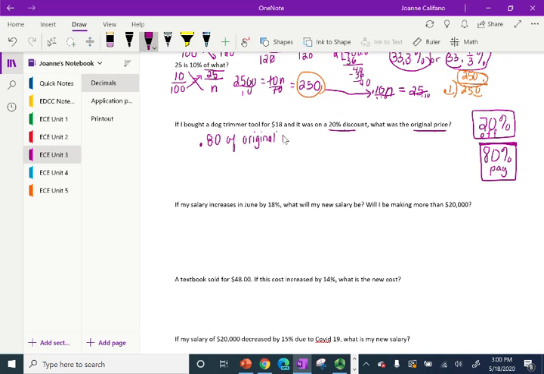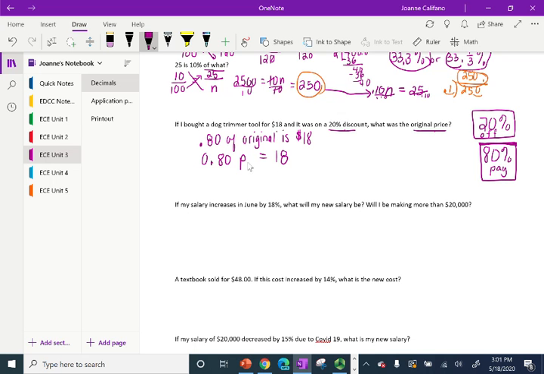80% of the original price is what you've paid, which is the $18. So instead of taking 20% off, we can't, because we don't know what we're multiplying 20% of. We are going to multiply the original price times 80%, and that should equal what the discount is today. So 80% of the original price is 18. There's an equation we can work with.